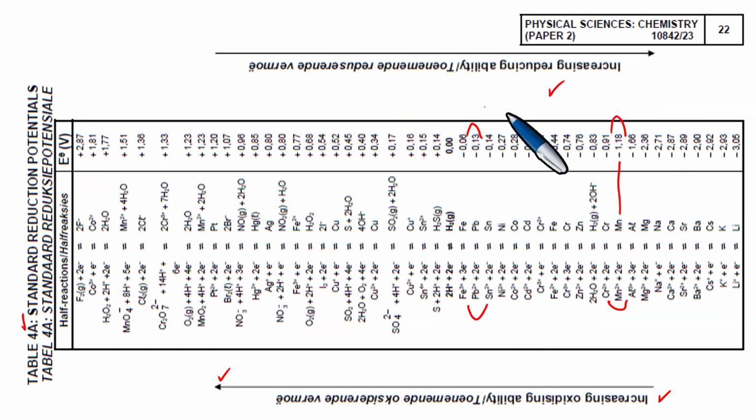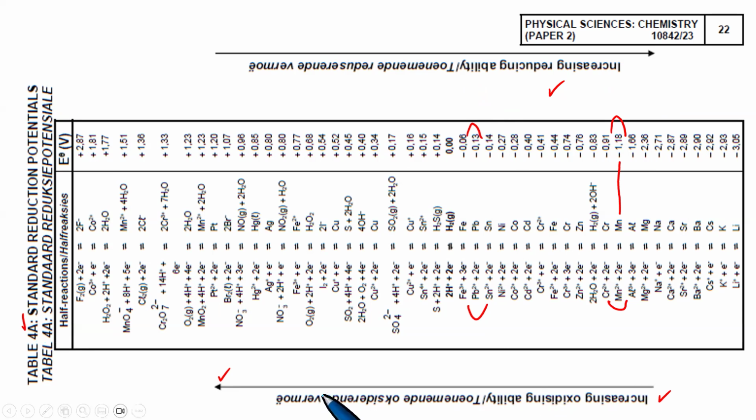Right, so if you look at these two arrows, the downward arrow, because this is the top of the table, we're using table 4A. In the exam, matric and grade 11s, you are given two tables, table 4A and 4B. The arrow that goes down shows increasing reducing ability. If you go up, it is increasing oxidizing ability.